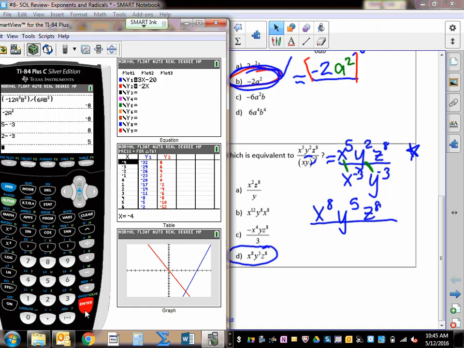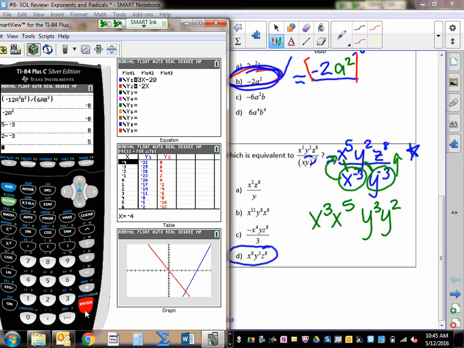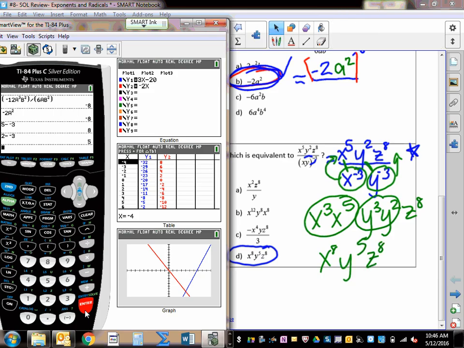Now, as Miss Charlotte was saying, the other way you could do this is go ahead and move your negatives. So instead, we would have had x to the 3rd, x to the 5th. Move your y, so y to the 3rd, y squared, and z to the 8th. Then these combine to give you x to the 8th. These combine to give you y to the 5th. And then we have z to the 8th. Again, you can check this with your calculator.